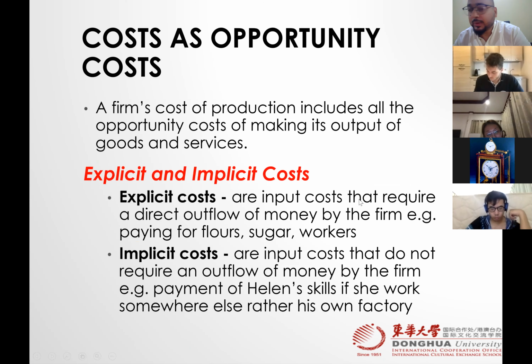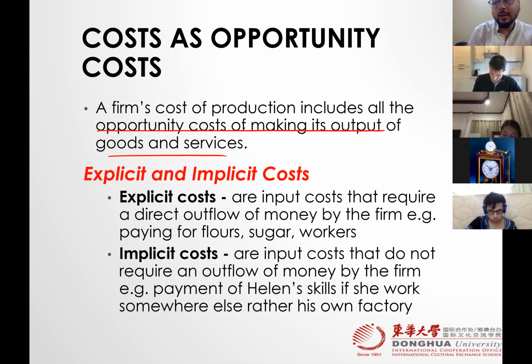Okay. So since we are now basing our discussion on controlling the cost, minimizing the cost, let's talk about the different types of costs. In economics, we assume cost as opportunity cost, especially total opportunity cost as total cost. So let's talk about this. A firm's cost of production includes all opportunity costs of making its output of goods and services.